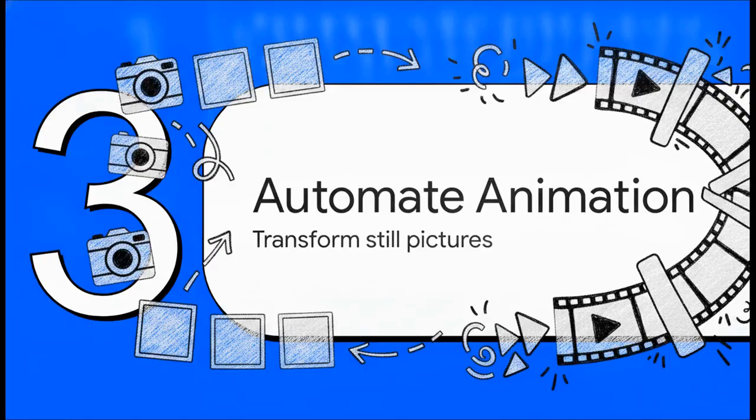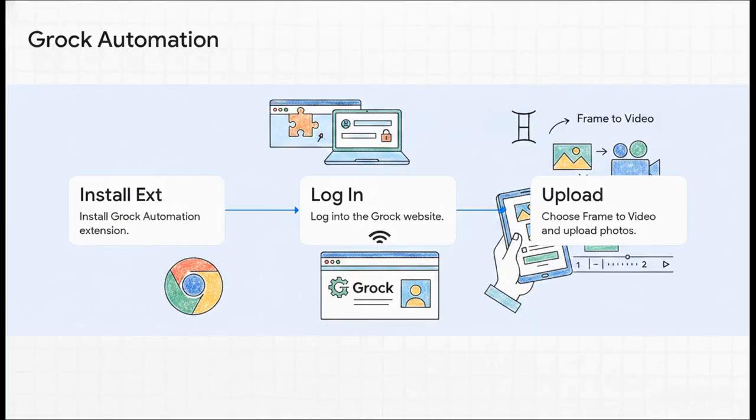Next up is Section 3, automating the video animation, where we transform still pictures into a dynamic sequence. To do this for free, you're going to need to install the Grok Automation Chrome extension. Definitely pin it to your browser.